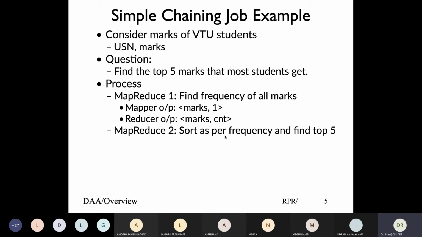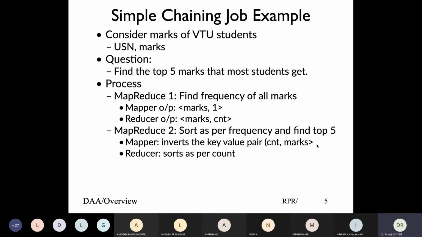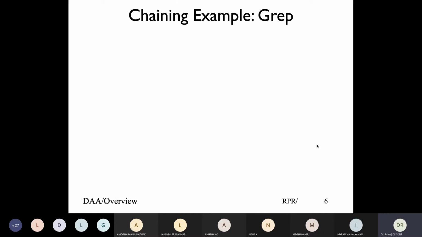Then the second MapReduce has to do a sorting. If we need to do sorting, we need to do it on the count, not on the marks. Once you sort, the job is to get the top 5, and we are done. All the mapper does is invert the key value pair, because what the reducer gave you is marks and count. You invert it to count and marks, then sort it and get the top 5. So we have 2 MapReduce jobs that achieve this, and that in a nutshell is what you call a chain.